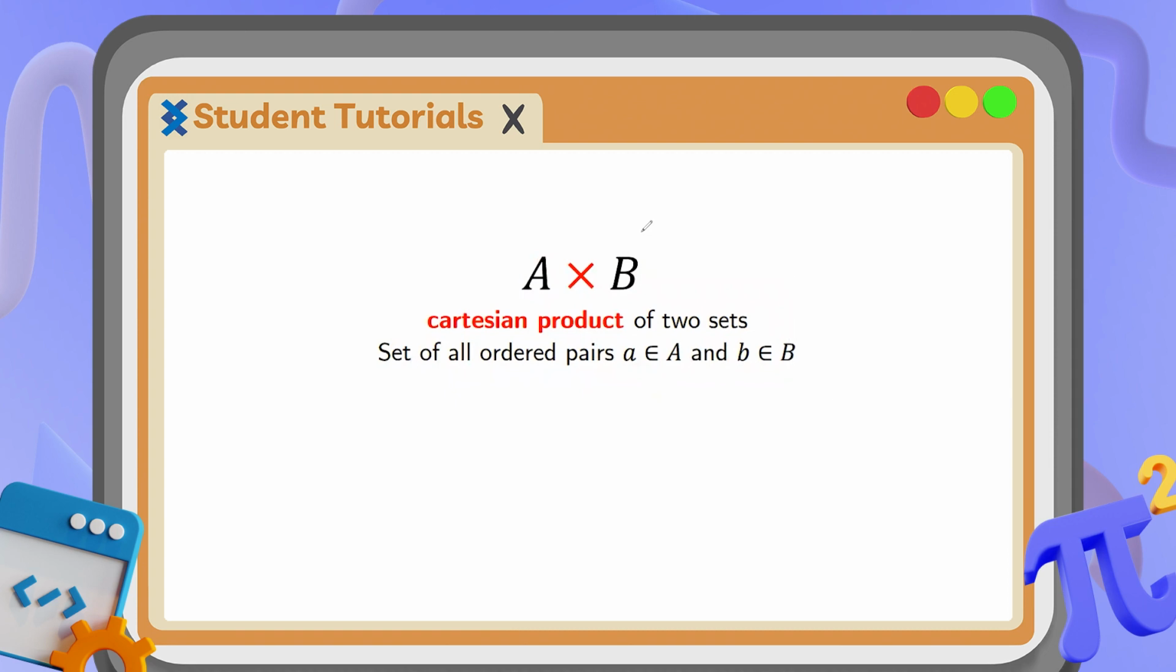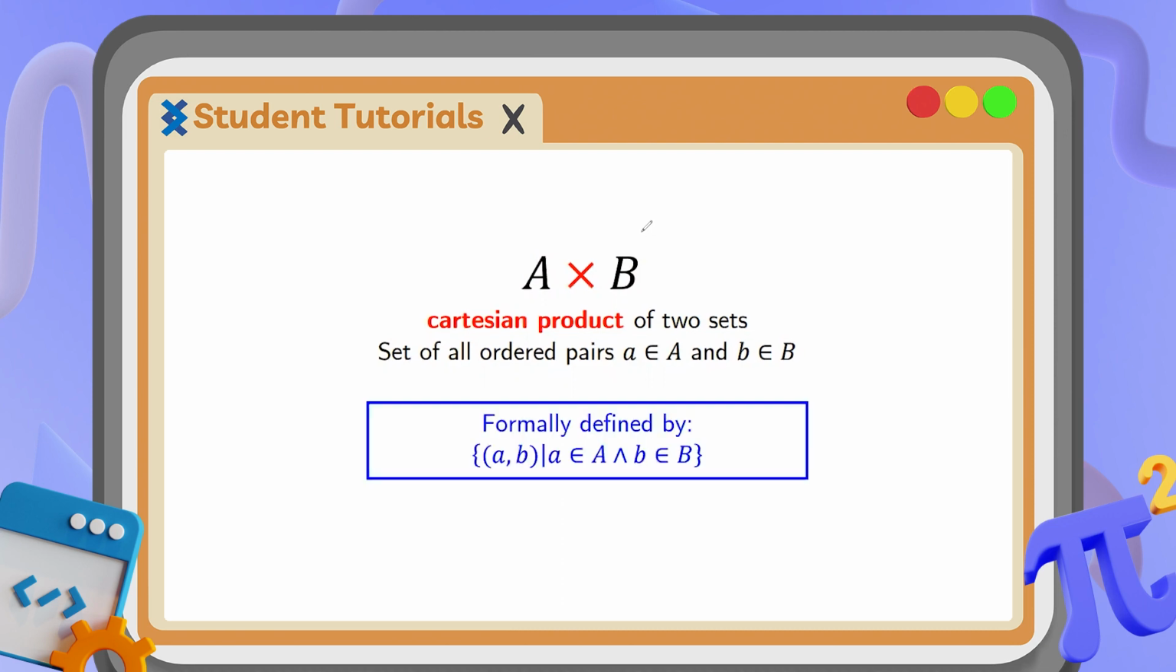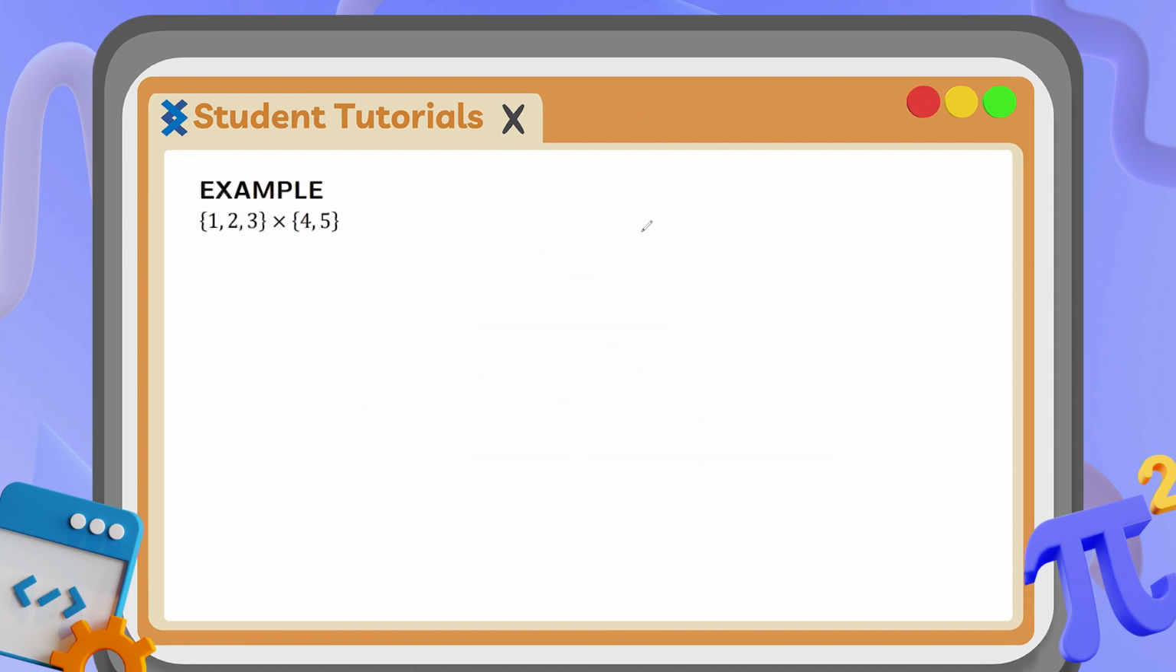So here is the definition of a Cartesian product, which is a set of all ordered pairs where a is in set A and the element b is in set B. Formally defined by the ordered pair (a, b), where a, the element, is in set A and the element b is in set B. So here we have an example of the Cartesian product of set {1, 2, 3} with set {4, 5}.